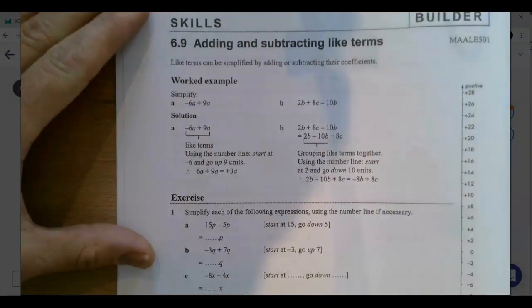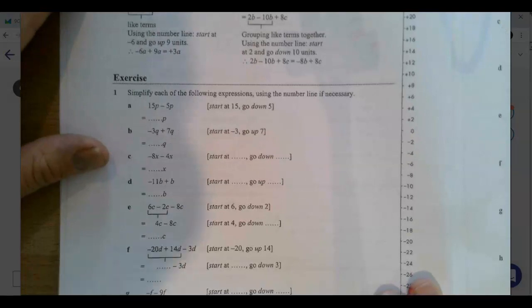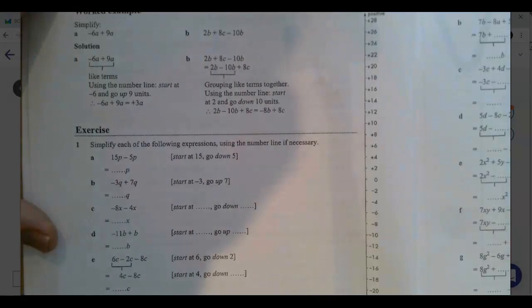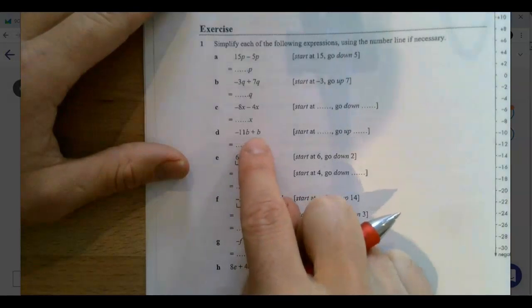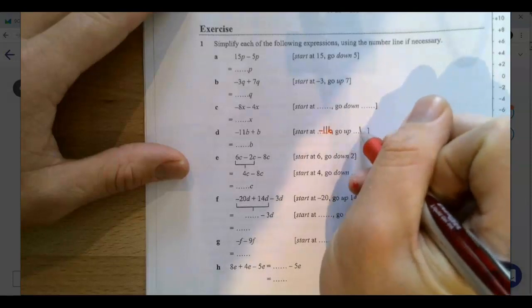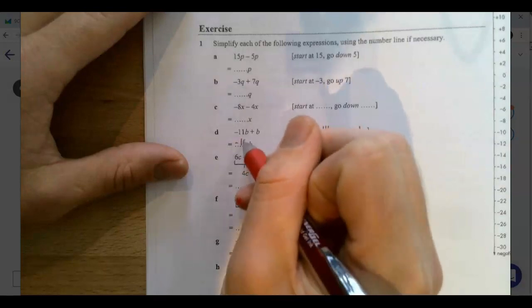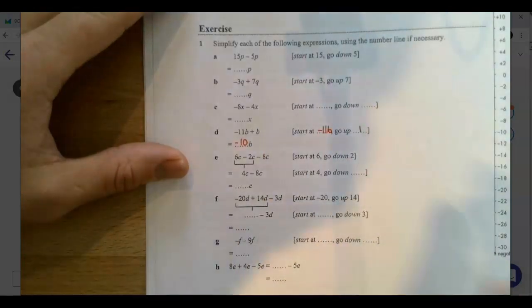As we go on to the next skill, adding and subtracting like terms, we start to get some answers that go into negative values. So use your number line at the right hand side if it helps you. For example, if I am doing minus 11b plus b, I'm starting at minus 11b and I'm going up 1, so I get to minus 10. There's just some practice here on addition and subtraction with negative numbers.